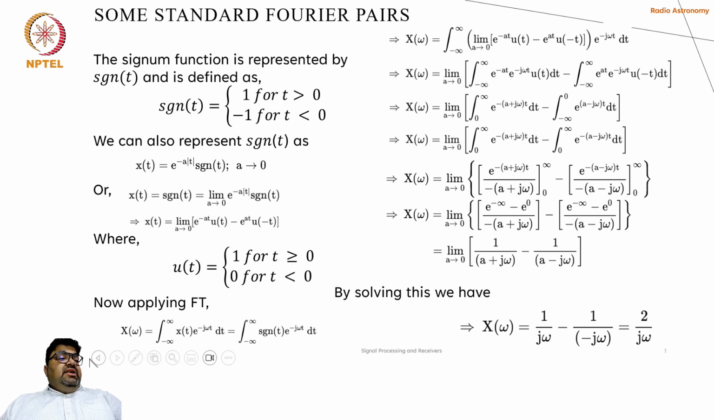And 0 for t less than 0. So if you apply the Fourier transform, x of omega is given by the integral of x of t e to the power minus j omega t dt, where you replace the x of t by the sign function. So it breaks up into two different integrals because of the sign change for t greater than 0 and t less than 0. And if you do that math, you finally end up with an expression with a limit. If you put the limit, you finally get x of omega is 2 over j omega.